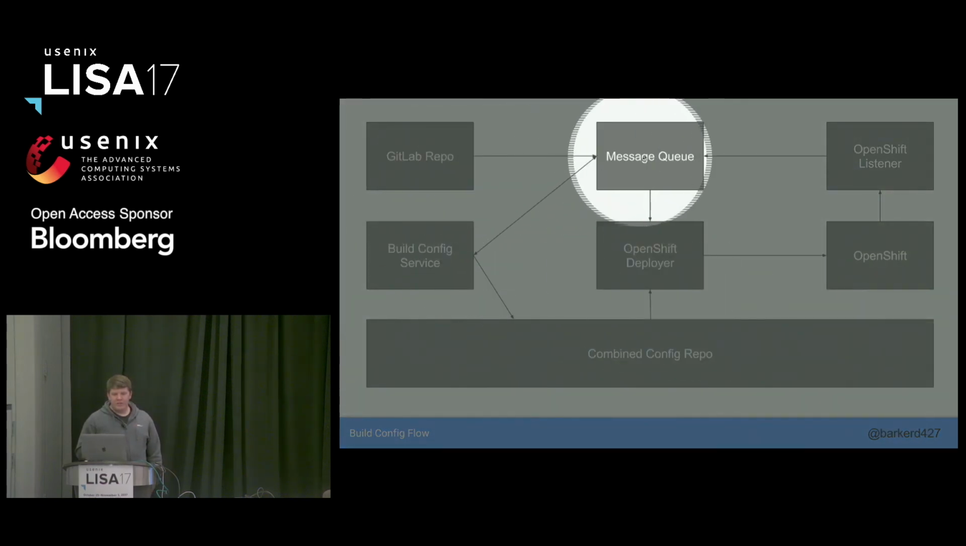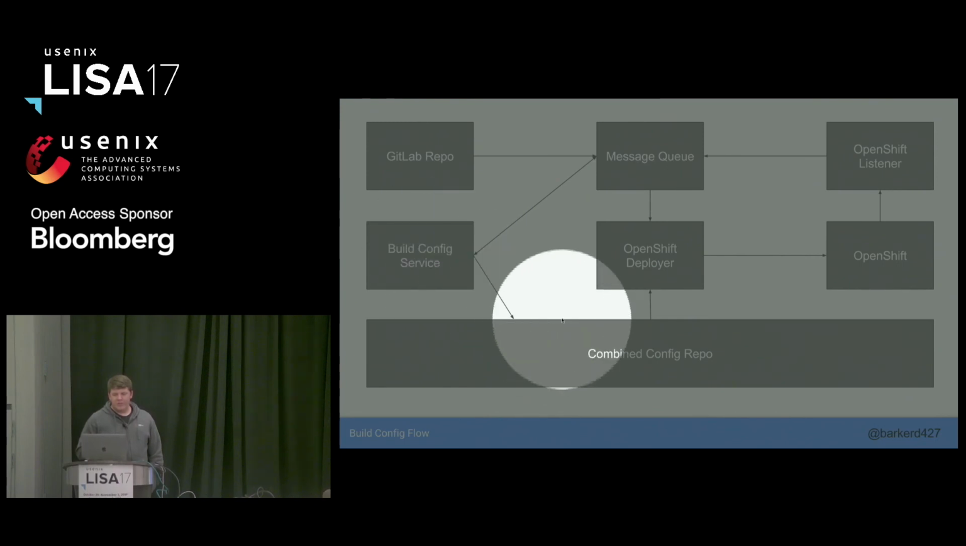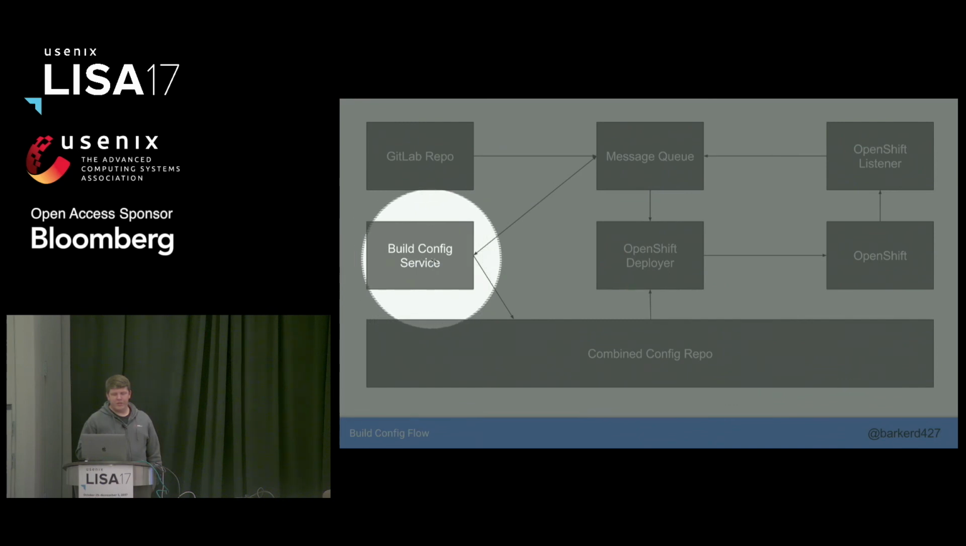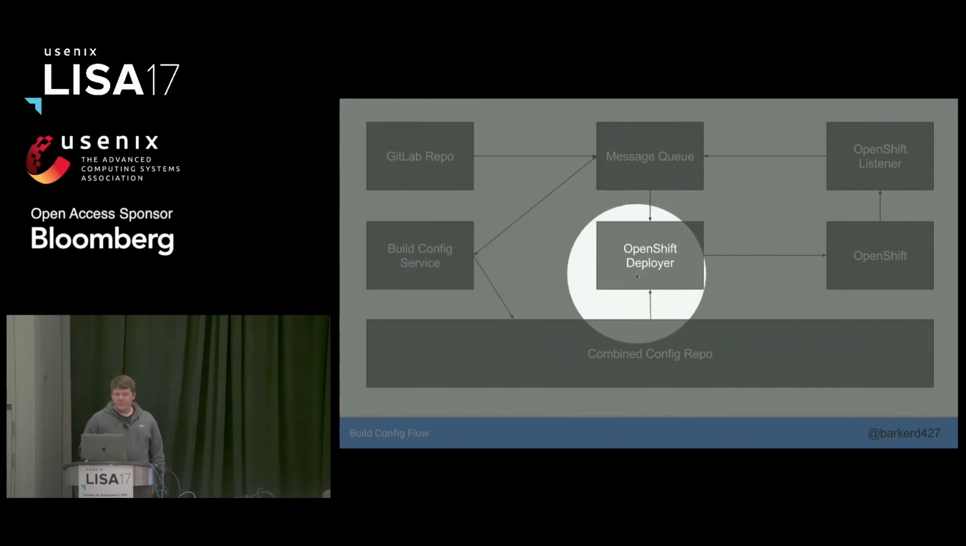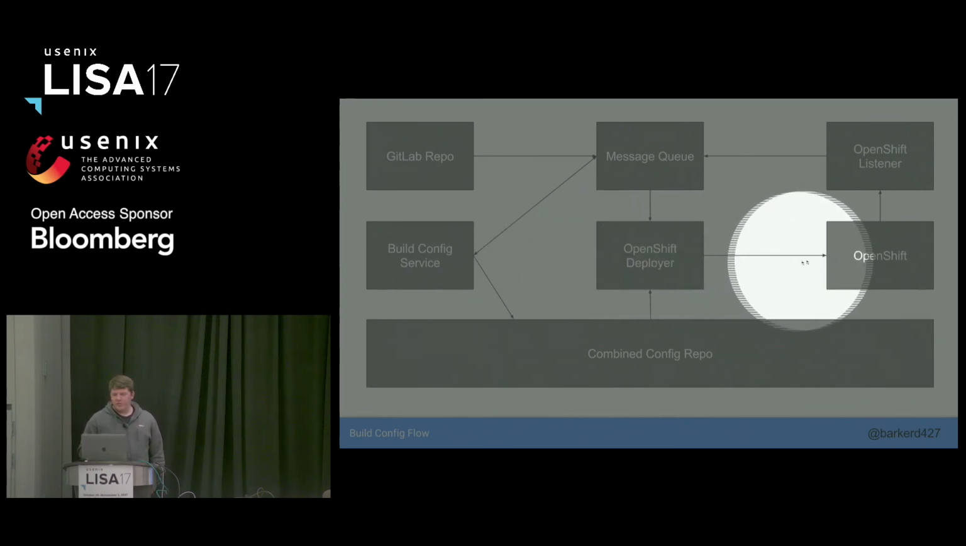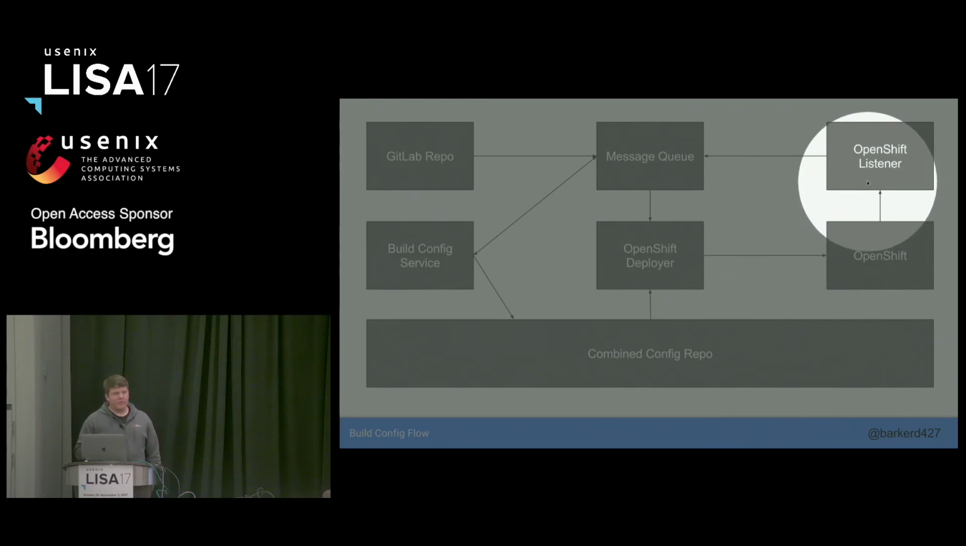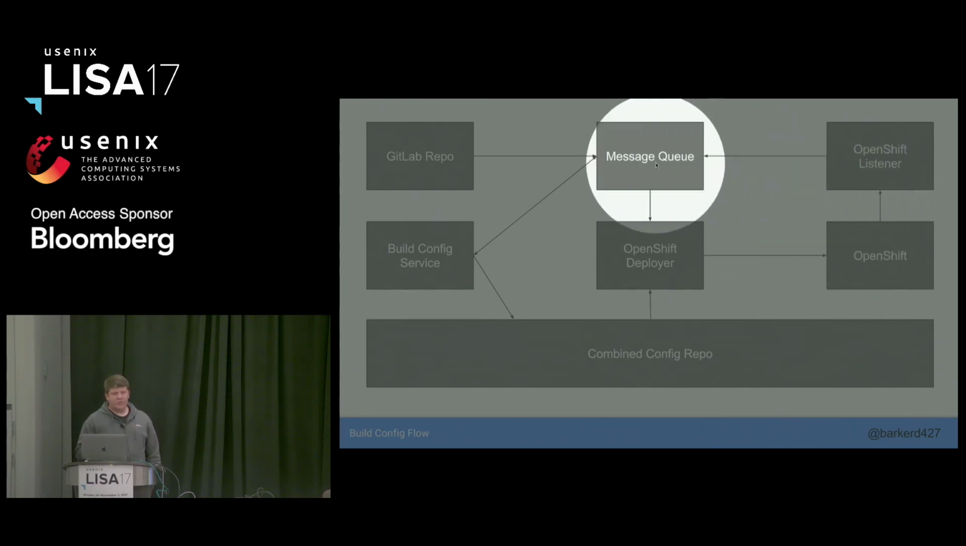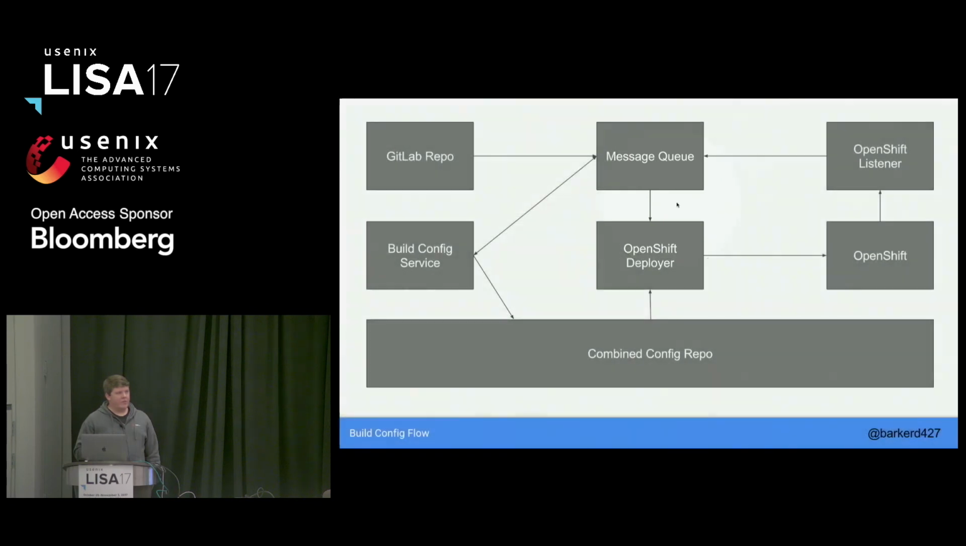So here we have the GitLab repo with a merge request. This is Kafka, and then you have the build config service, and here we have an OpenShift deployer. So this build config service is actually creating a build config, is what it's called in OpenShift. And then this deployer will send it off to OpenShift, and then we have a listener that listens for these types of events and puts it back into Kafka. So this is basically just, it's all orchestrated through Kafka and things publishing to it and then reading from it and acting on whatever messages come into that queue.